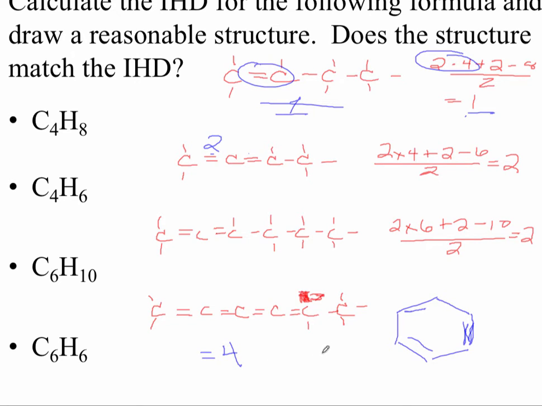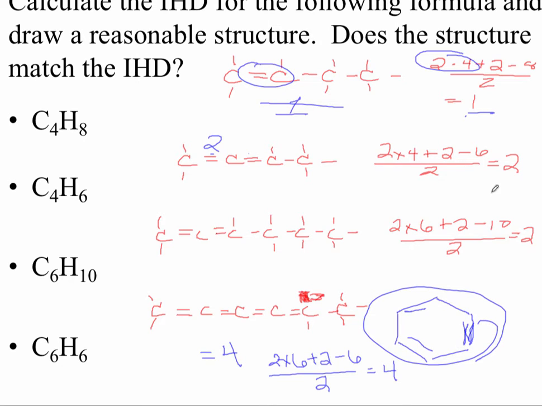Looking at the math, I've got 2 times 6 carbons, plus 2 minus 6, over 2. 2 times 6 is 12, plus 2 is 14, minus 6 gives me 8. 8 divided by 2 does indeed give me 4. I did want to point out that ring structure counting as 1. So benzene has an index of hydrogen deficiency of 4.